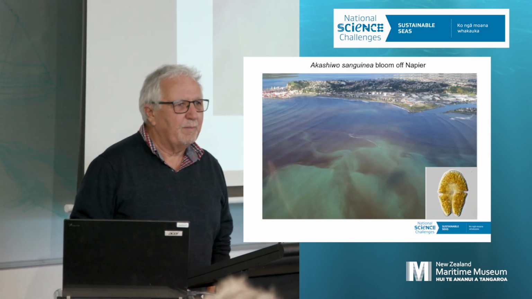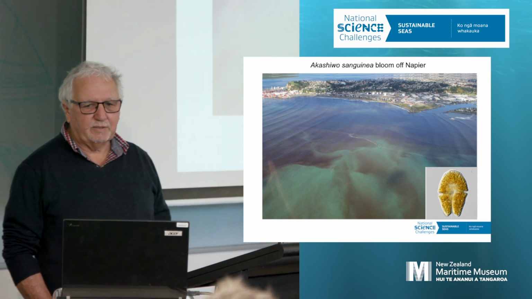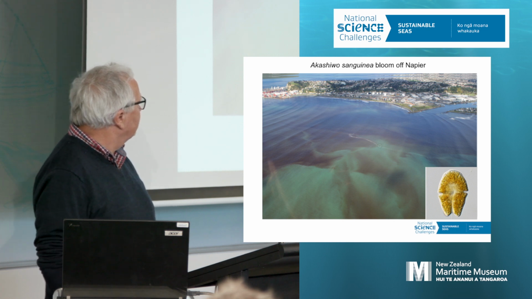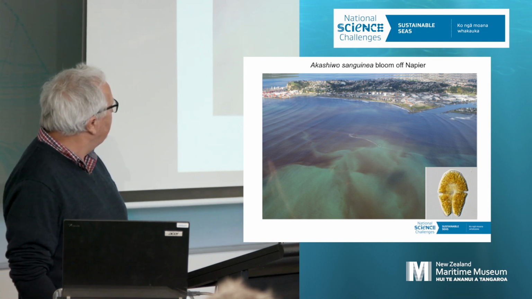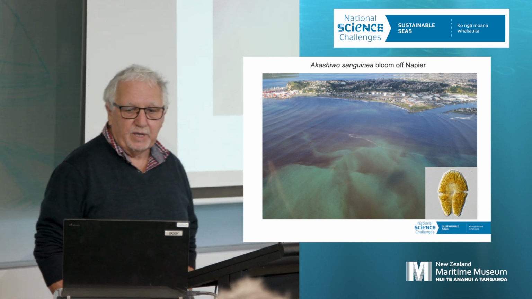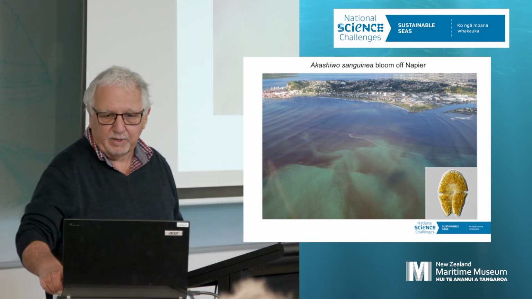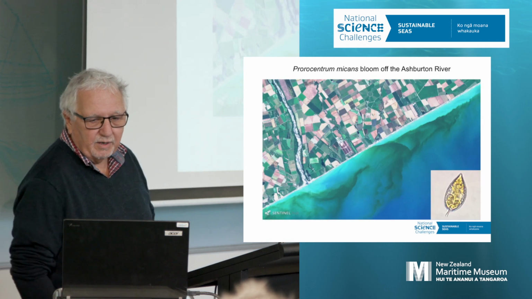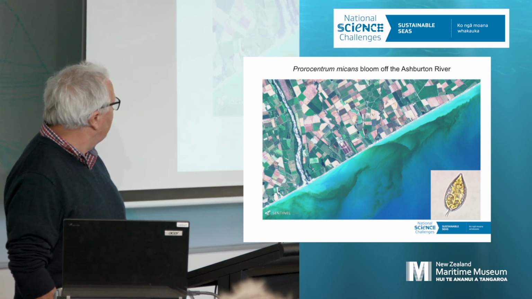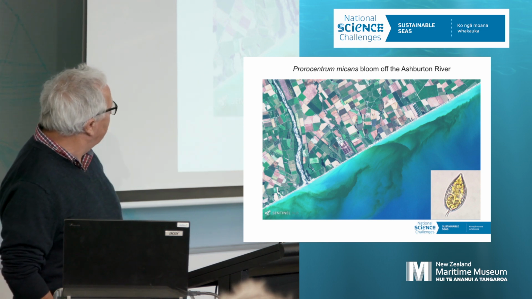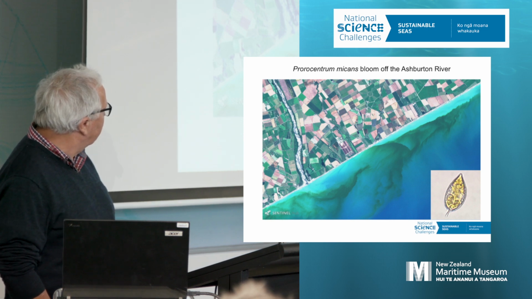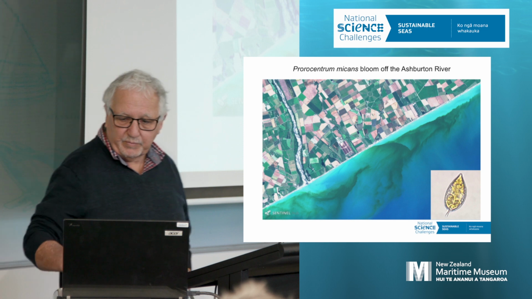Often what happens on land, as Ben points out, affects the coastal waters. This is an example of a very intense bloom of a dinoflagellate off Napier a couple of years ago, after a period when they'd had very heavy rains in the catchment of the area. These things are quite common. Another example actually out in Canterbury, off the Ashburton River, a major bloom of another dinoflagellate altogether, extending way along the coast there.